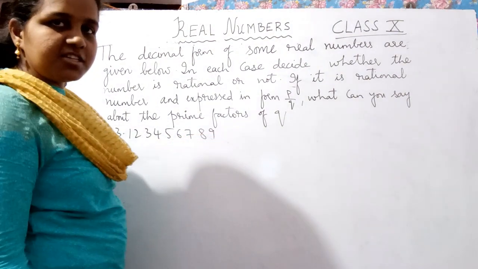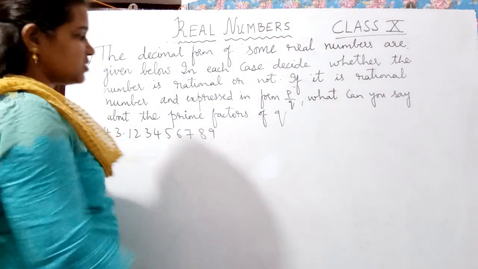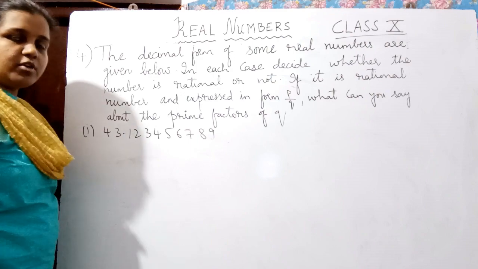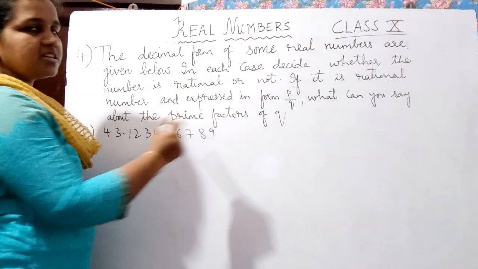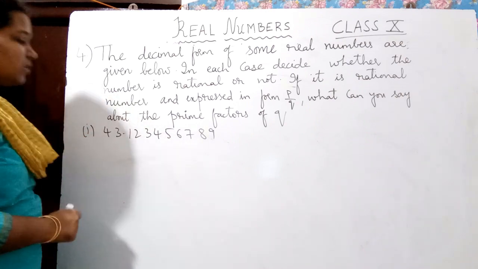43.123456789. Is it a rational number? Yes, because it is a terminating decimal. We know all terminating decimals are rational numbers. It is stopping here, so it is a rational number. So how do you convert it?